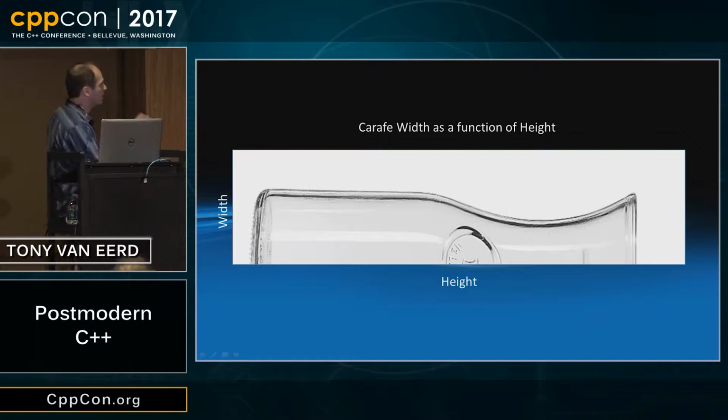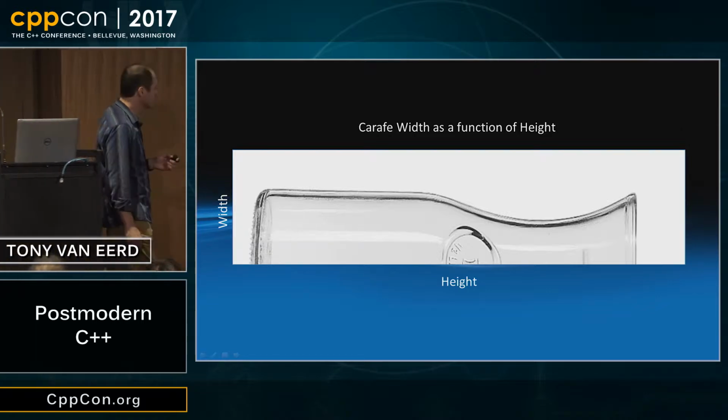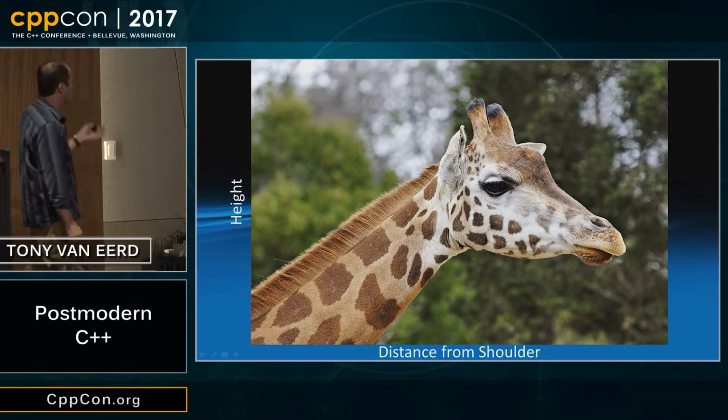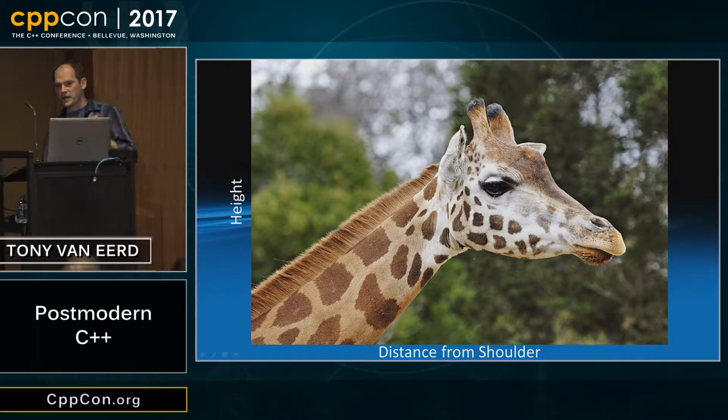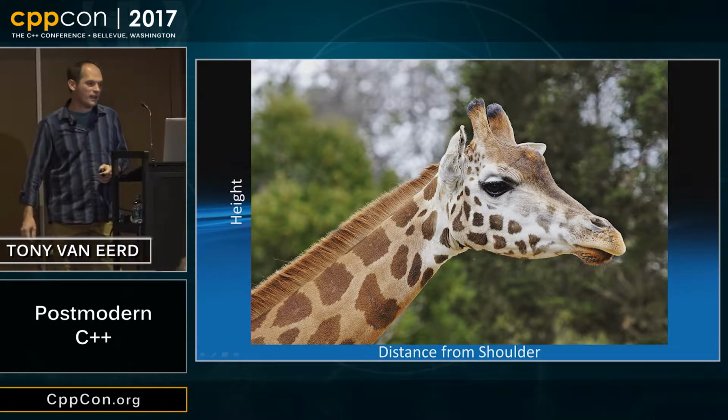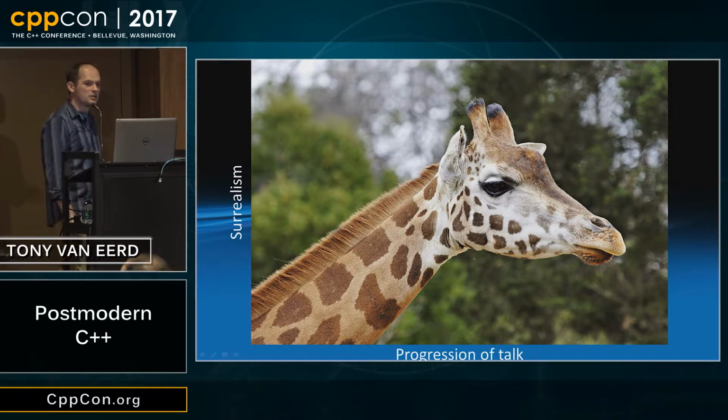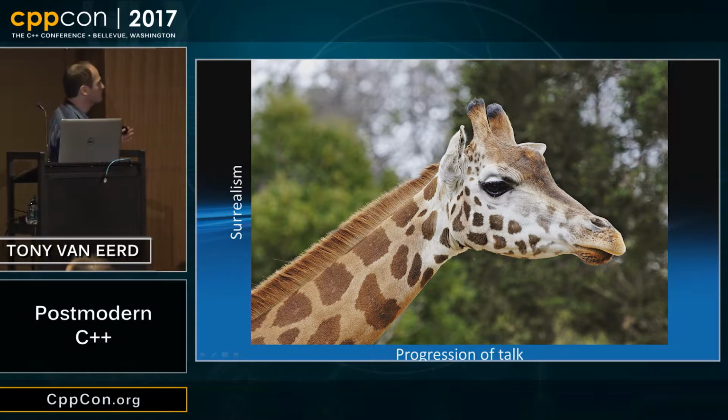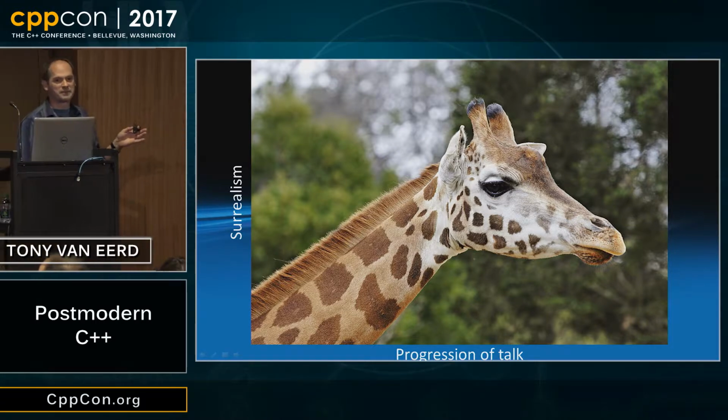A graph of width over height. Height versus distance from shoulder. This one's very accurate. This is also a graph of surrealism versus the progression of the talk.